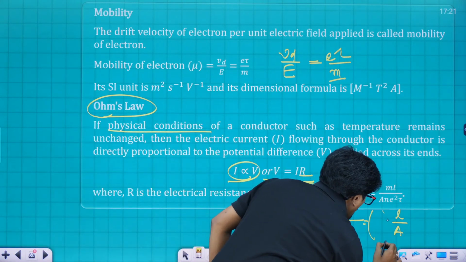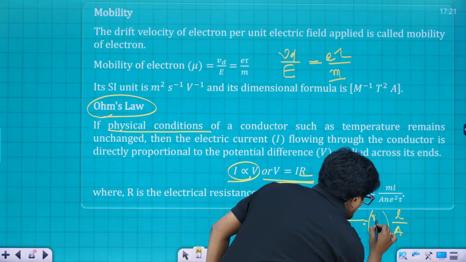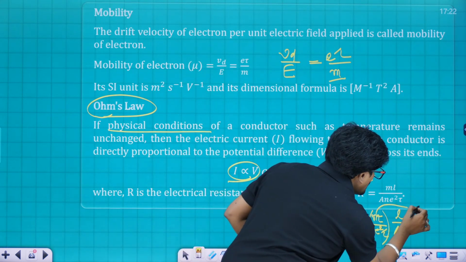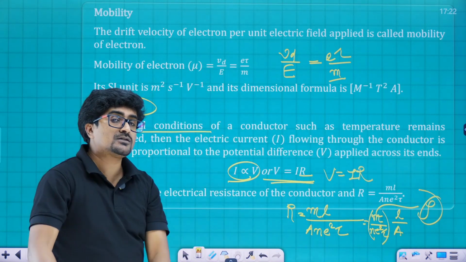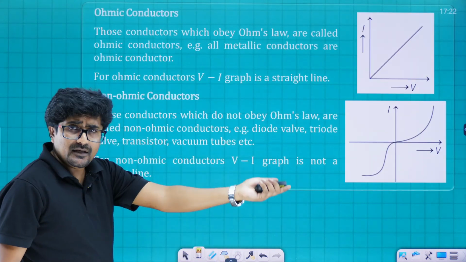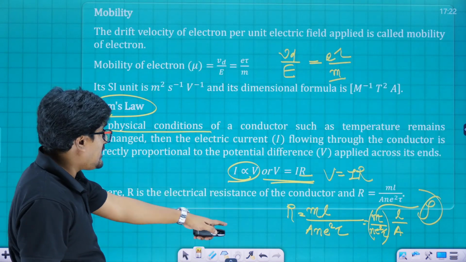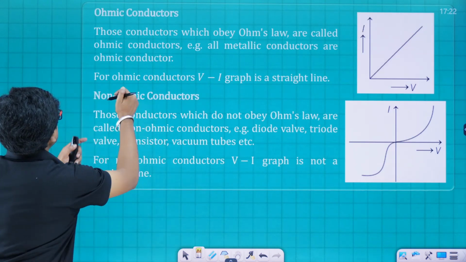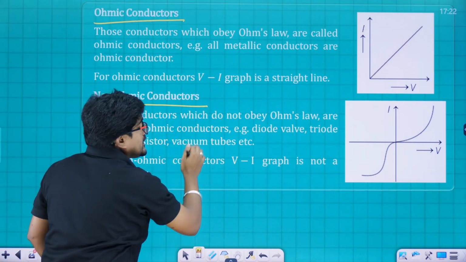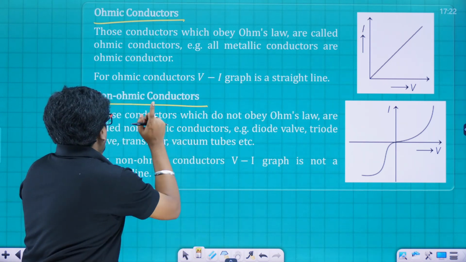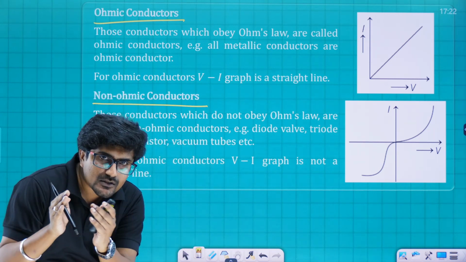All right, now here if I consider small letter L and A out, what we have left over here is, just have a look, small letter m there, then small letter n there, e square there, and we are left with tau. This particular thing is known as the specific resistance, also known as rho, and we will be coming to the same in a few slides ahead also. Since we were discussing that particular relation over here, I just wanted to explain that here itself. Next is ohmic and non-ohmic conductors. As the name says, ohmic conductors are those conductors that obey Ohm's law, and non-ohmic conductors are those which do not obey Ohm's law.